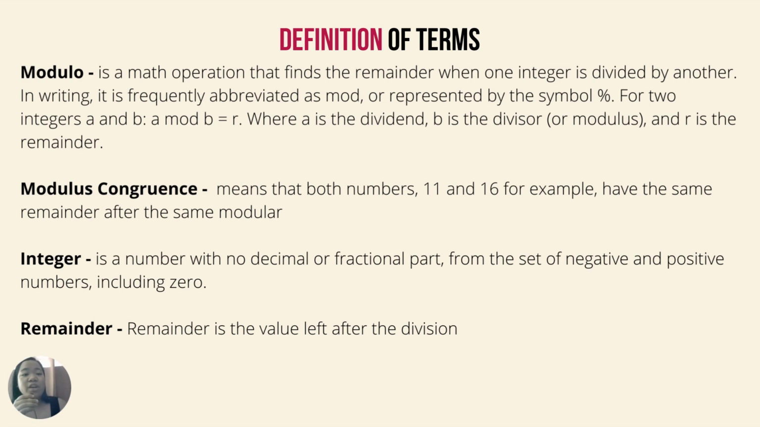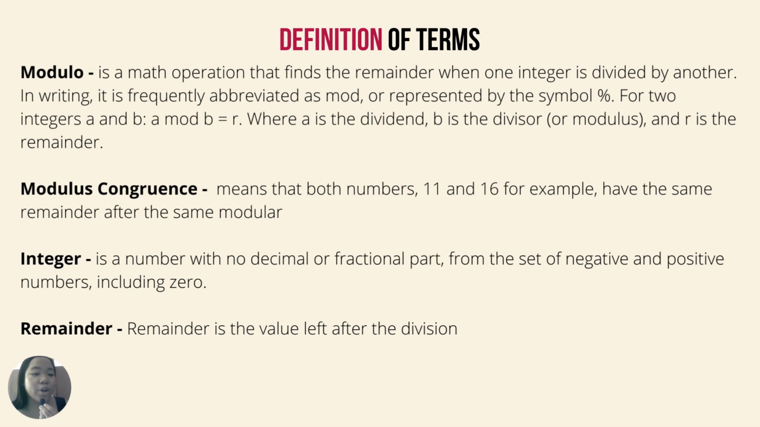Proceed. We have here the definition of terms. First word is modulo. It is a mathematical operation that finds the remainder when one integer is divided by another. In writing, it is frequently abbreviated as mod or represented by this symbol. For two integers a and b, a mod b is equal to r, where a is the dividend, b is the divisor or the modulus, and r is the remainder.